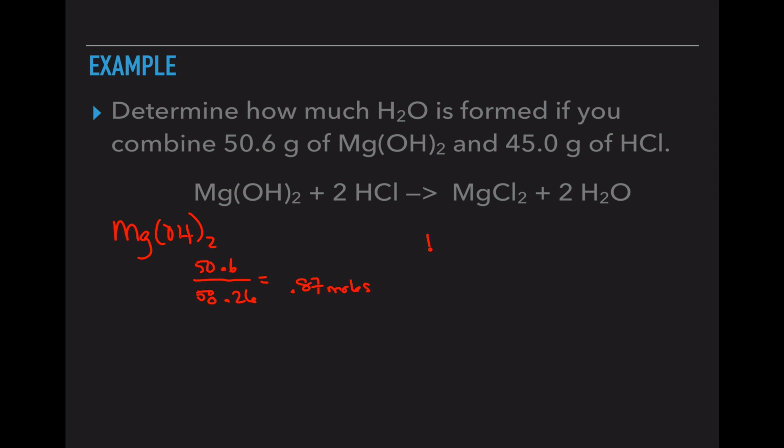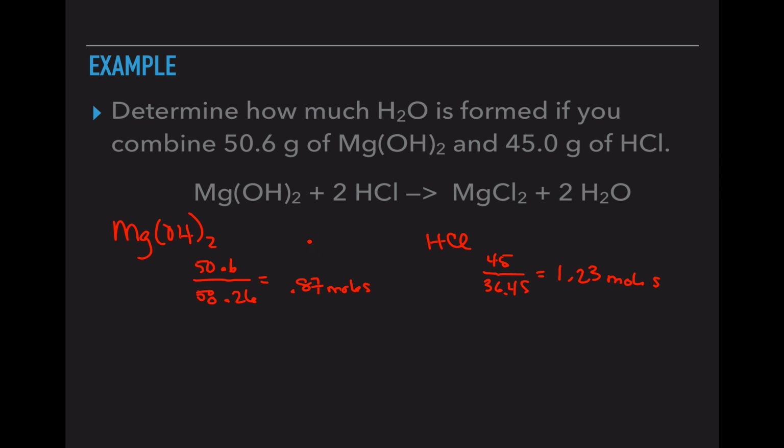Now I'm going to do the same thing with HCl. We were told that we were starting with 45 grams of HCl, and the mass of HCl is 36.45. So 36.45 is 1 H and 1 Cl added together. And when we divide these out, we have 1.23 moles of HCl.